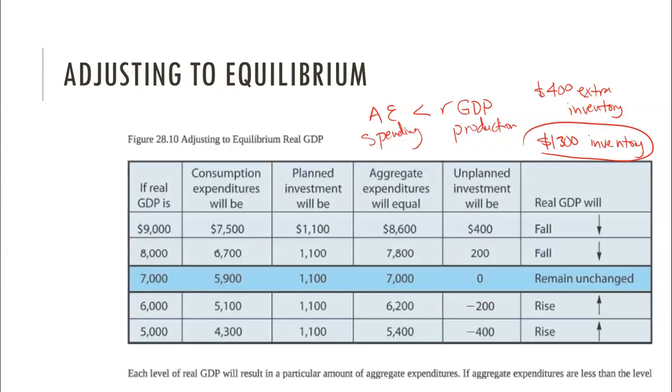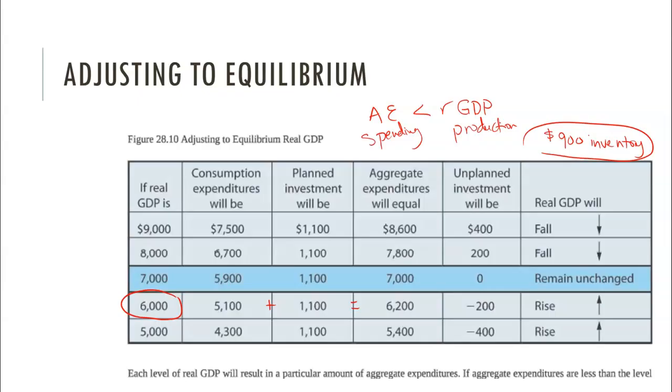Let's say they dropped too low. Maybe 8,000 wasn't enough. They dropped down to 6,000. Now our consumption is going to be 5,100 plus that 1,100 in planned investment, and then we get aggregate expenditures of 6,200. That means unplanned investment is decreasing by 200. People came and bought more shirts than we were expecting. So instead of having 10 shirts on our rack, we only have 8, right? We've got less. So their planned investment was 1,100. They wanted 1,100 in inventory, but they actually ended up with only 900 in inventory.